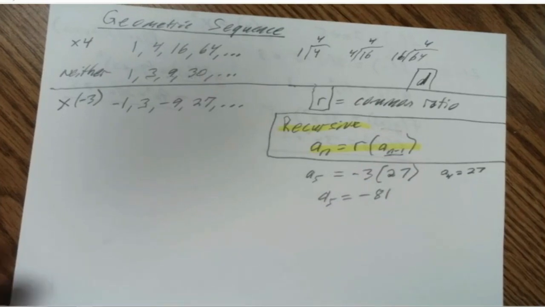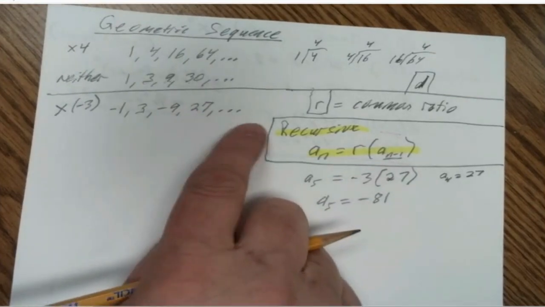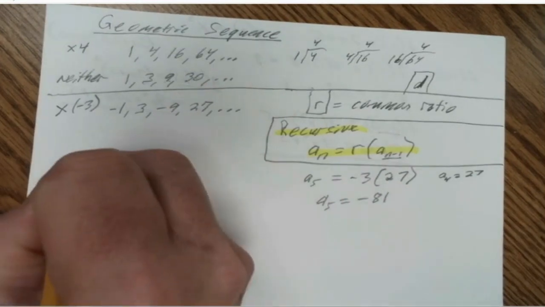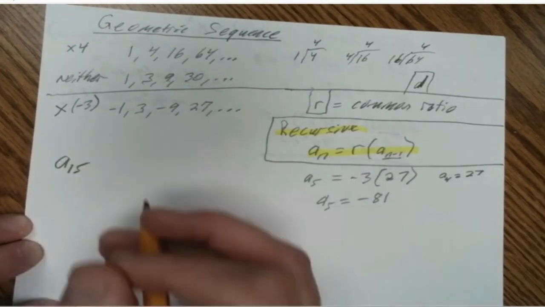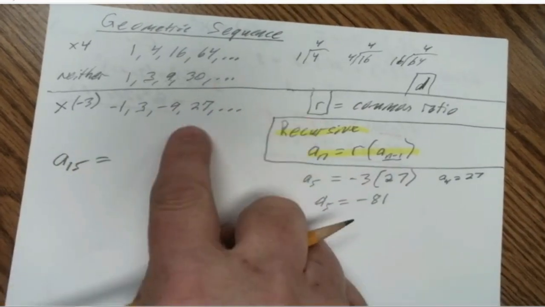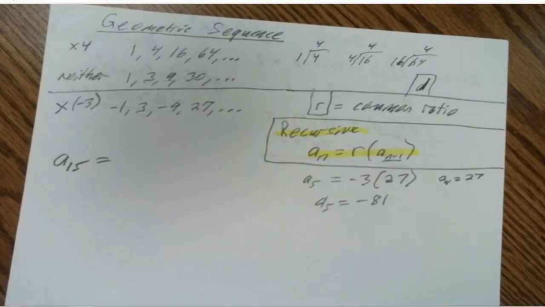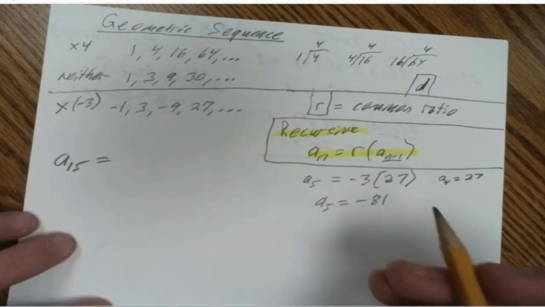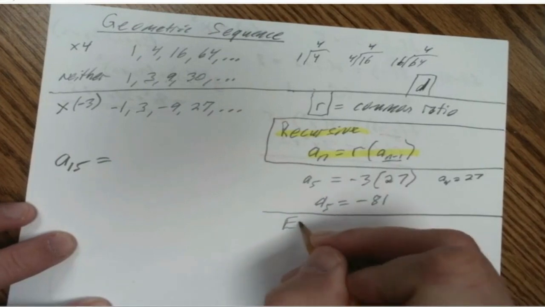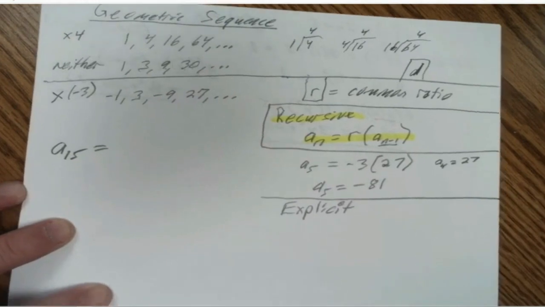All right, so that's the recursive formula, which is only useful for the next few terms, right? After that, not so useful, because if we wanted to know what a15 is, we don't want to have to figure the fifth, the sixth, the seventh, the eighth, ninth, 10th, 11th, 12th, 13th, and 14th. That's a lot of work to get to the 15th if there's a better way. And of course there is, right? There's the explicit formula. That'll take us straight there.